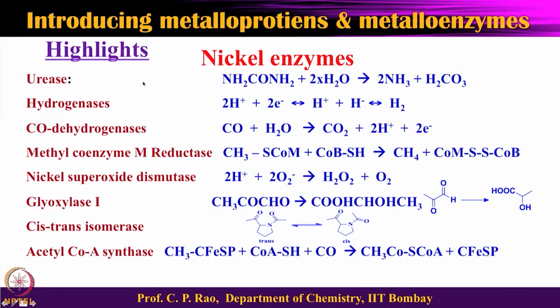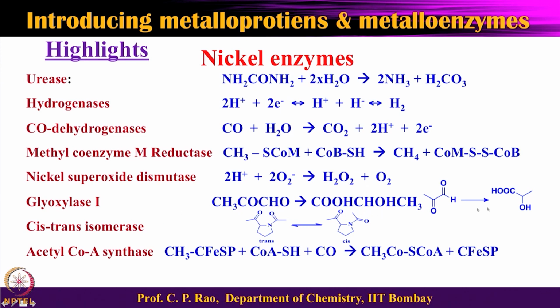You see that in the case of the nickel enzymes, nickel is involved in a variety of reactions such as hydrolysis, like urea hydrolyzing to give ammonia; hydrogenases, where 2H+ and 2 electrons give H2, which is a reversible reaction depending upon the nature of the enzyme, whether it is in the oxidized form or the reduced form. Also carbon monoxide dehydrogenase going from CO to CO2, and things such as methyl coenzyme M reductase, and nickel superoxide dismutase, which I have told you earlier too. I will just show some highlights.